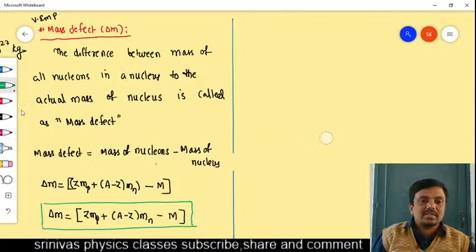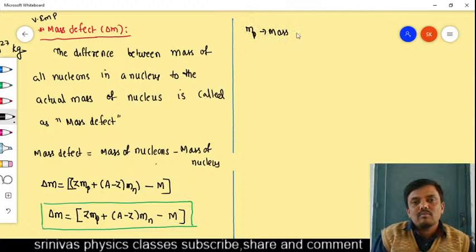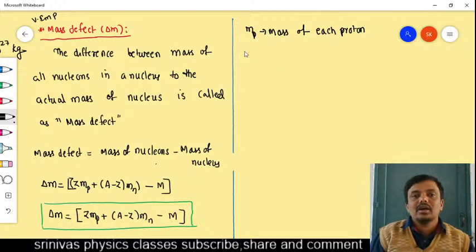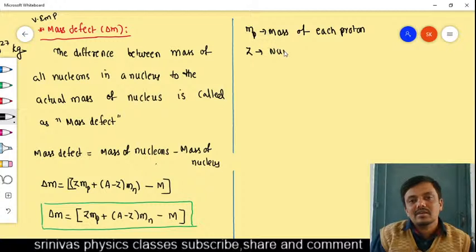We will discuss some more points here. What are the terms which are present in this? First one, mp. mp is what? Mass of one proton, mass of each proton. All the protons have the same mass. And what is Z? Z is the number of protons. Number of protons is nothing but atomic number, right? It's the atomic number.